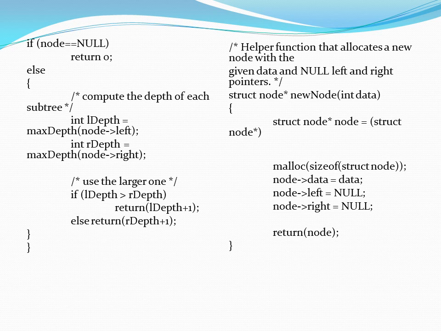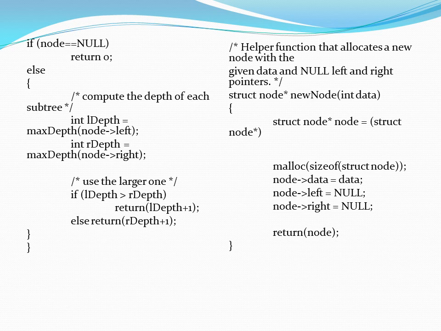Otherwise, calculate the left side tree's maximum depth and the right subtree's maximum depth. So L depth equals max depth of node left, R depth equals max depth of node right. Then if left depth is greater than right depth, return left depth plus 1. Otherwise return right depth plus 1.